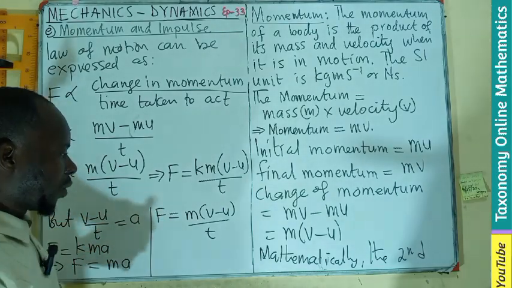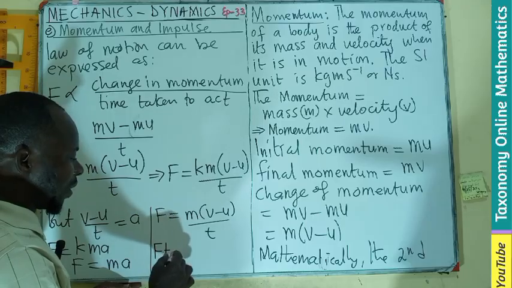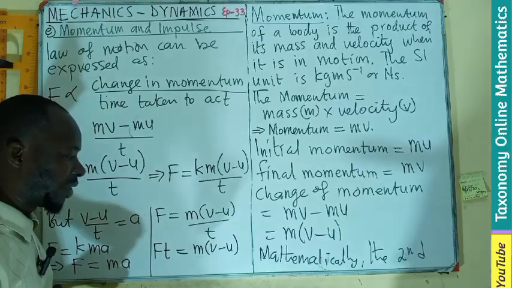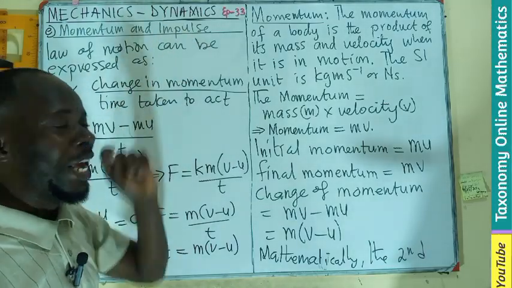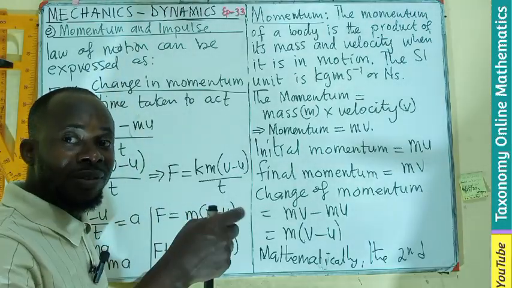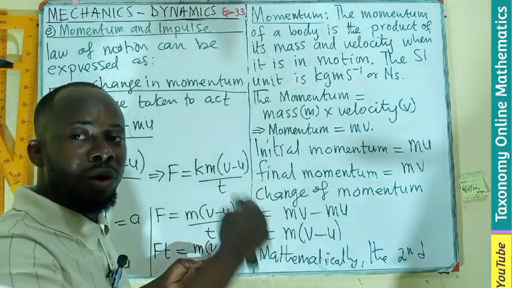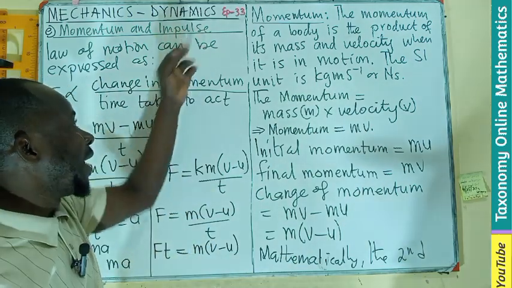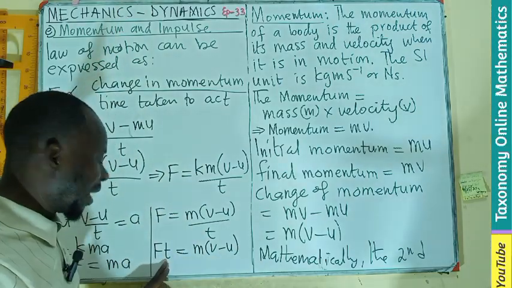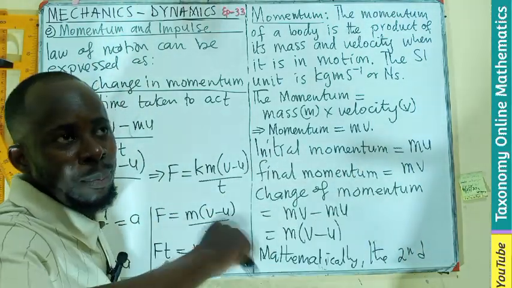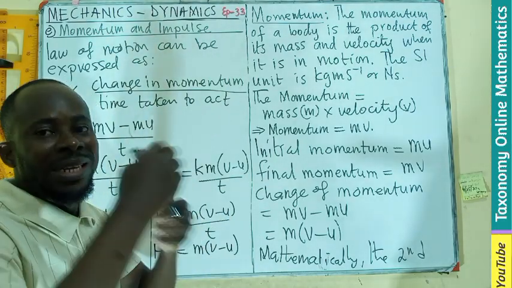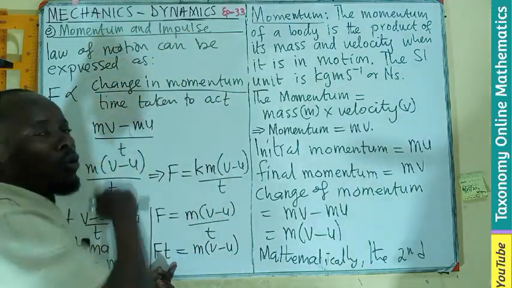From here, if we cross multiply, then Ft will be equal to mv minus mu. This is what gives us the definition for the impulse, the time effect of a force. The time effect of a force is equal to the change in momentum. Or better still, the impulse is the product of the force exerted and the time it takes to act. The force exerted on a body and the time it acts give you the impulse.